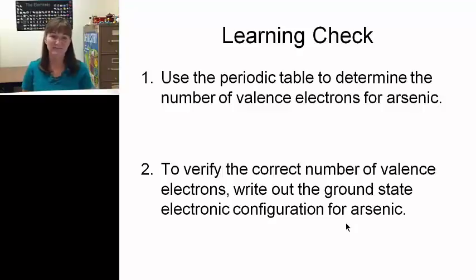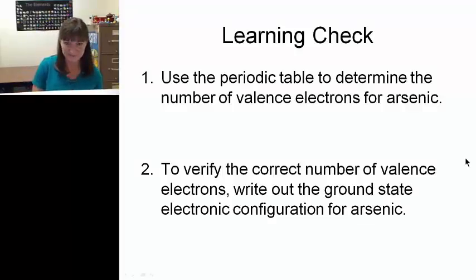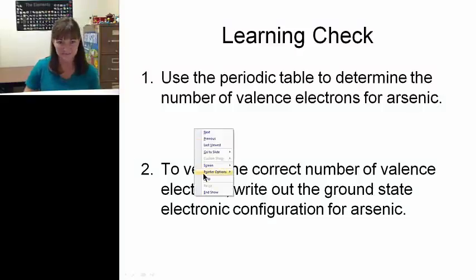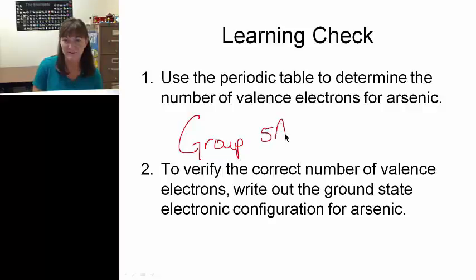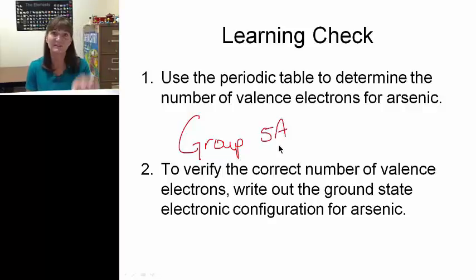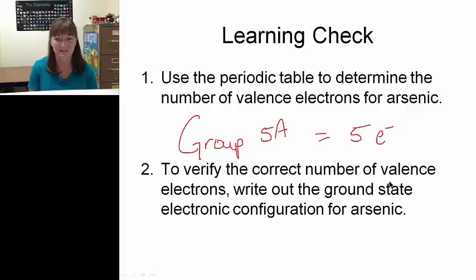So here's a learning check. I want you to use the periodic table to determine the number of valence electrons in arsenic. I do not have one to put up for you. So arsenic is in group 5A. Oh, I gotta get my pen. Okay, it is in group 5A. So you go to your periodic table, you find arsenic, you go to the top of the column and you see 5A. So that means there are 5 valence electrons.